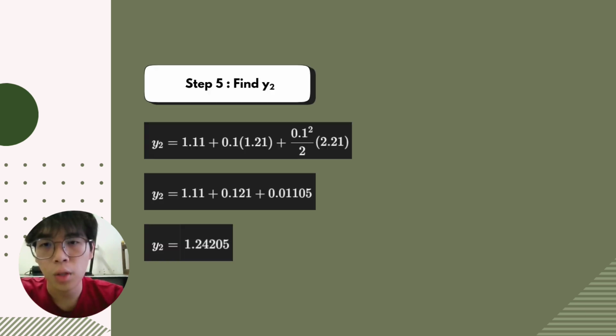In step 5, we are going to repeat the same solution as in step 3. So in step 5, we are going to find y2. To find y2, we have to substitute y1 equals 1.11, h equals 0.1, dy/dx equals 1.21, d2y/dx2 equals 2.21 into the y2 formula. So after the calculations, we will get y2 equals 1.24205.